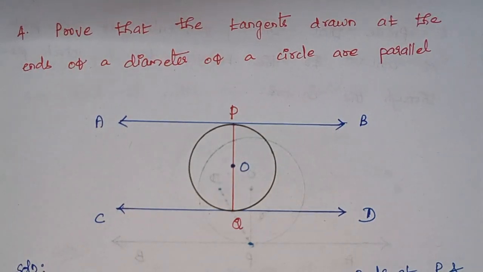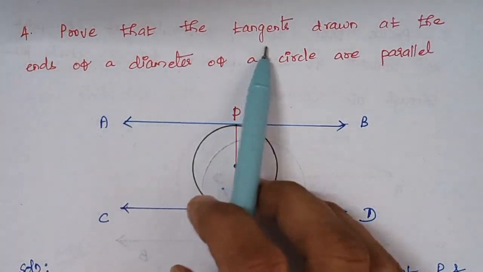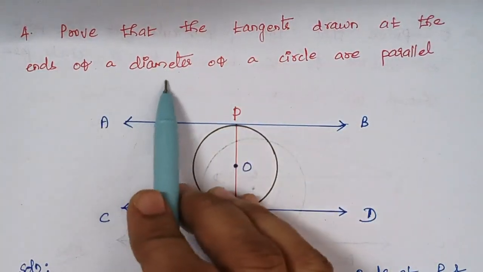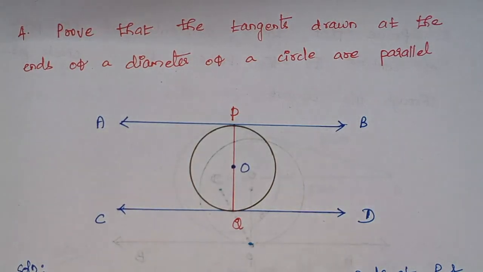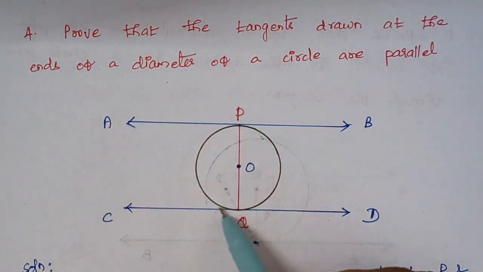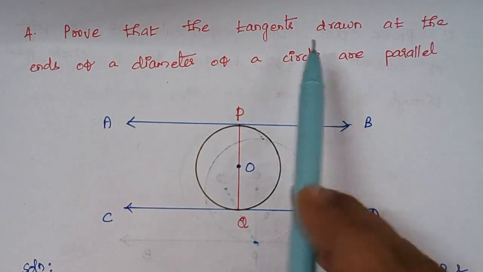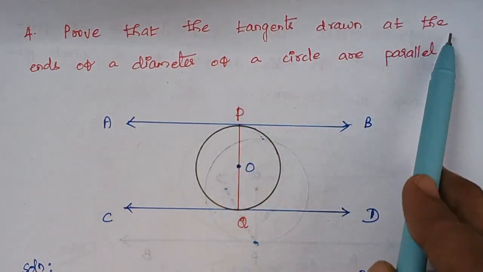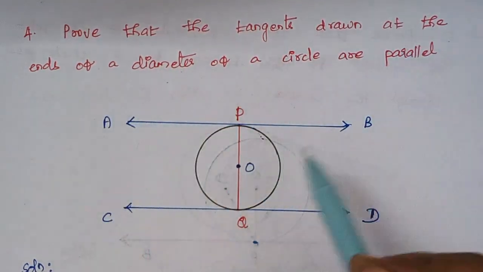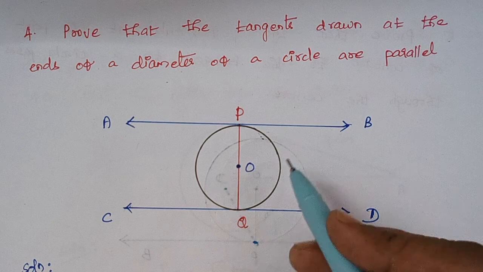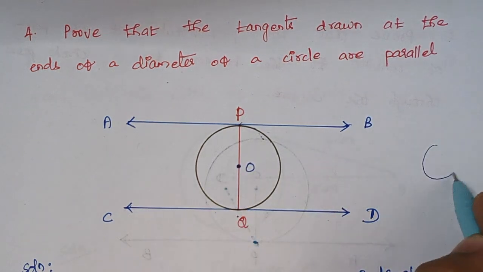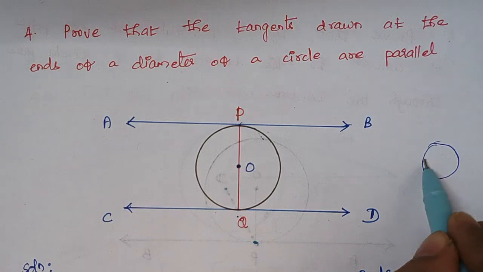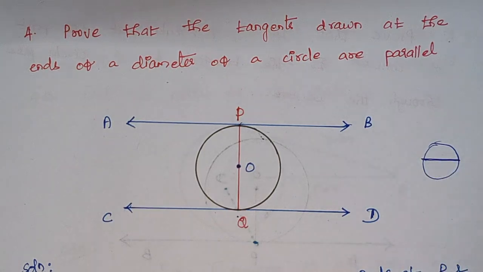Our fourth problem is: prove that the tangents drawn at the ends of the diameter of a circle are parallel. So here we are having a circle, right? And tangents drawn at the ends of the diameter of the circle. So this is the circle and this is the diameter. You can even draw it like this also. This is the circle and this is your diameter. Both hold the same meaning.